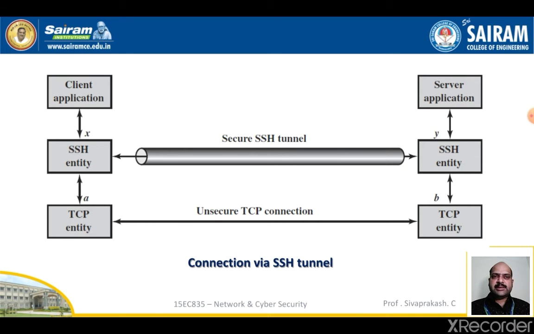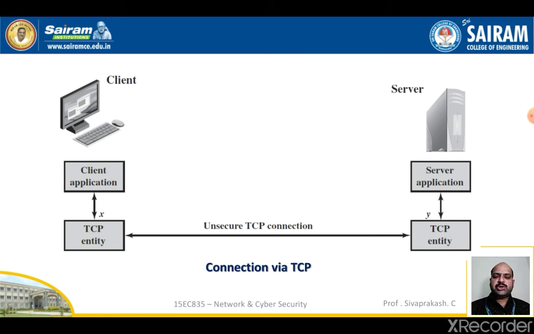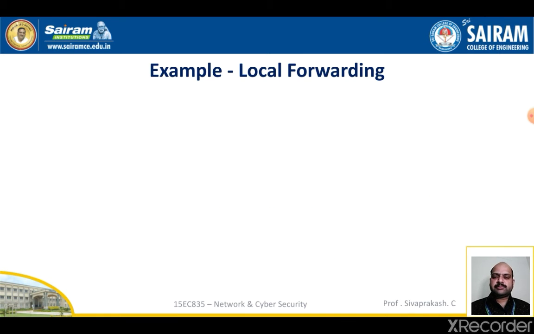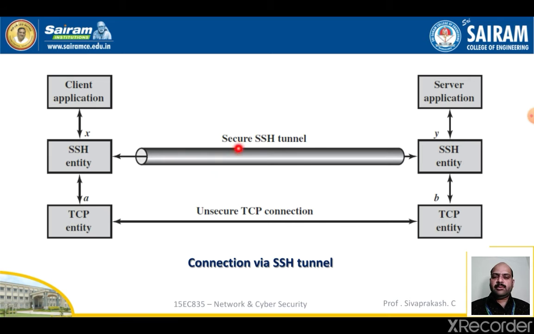A secure SSH tunnel is established over this TCP connection. Traffic from the client at port X is redirected to the local SSH entity and travels through the tunnel, where the remote SSH entity delivers the data to the server application on port Y.